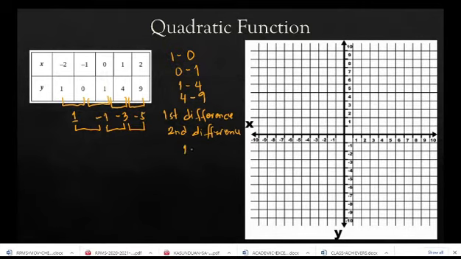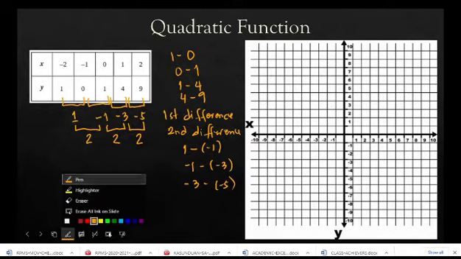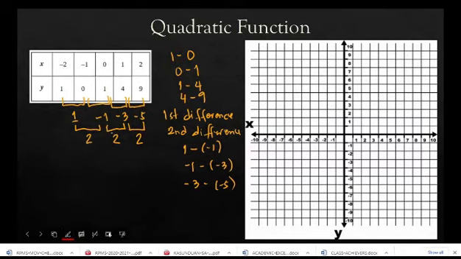So, we have 1 minus negative 1, which is positive 2. And then we have negative 1 minus negative 3, which is also equal to positive 2. And then we have negative 3 minus negative 5, which is also equal to positive 2. So what can you observe? So although ang first difference ay hindi nag-equal, mapapansin naman natin sa second difference, they are already equal.